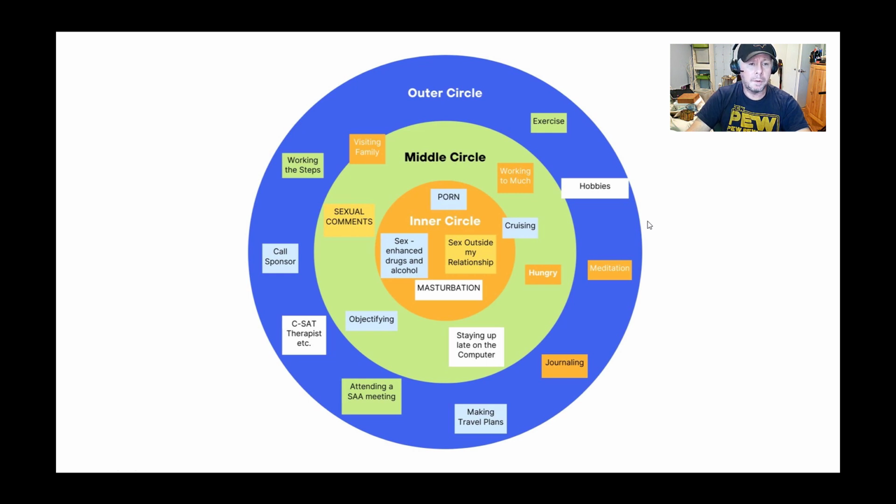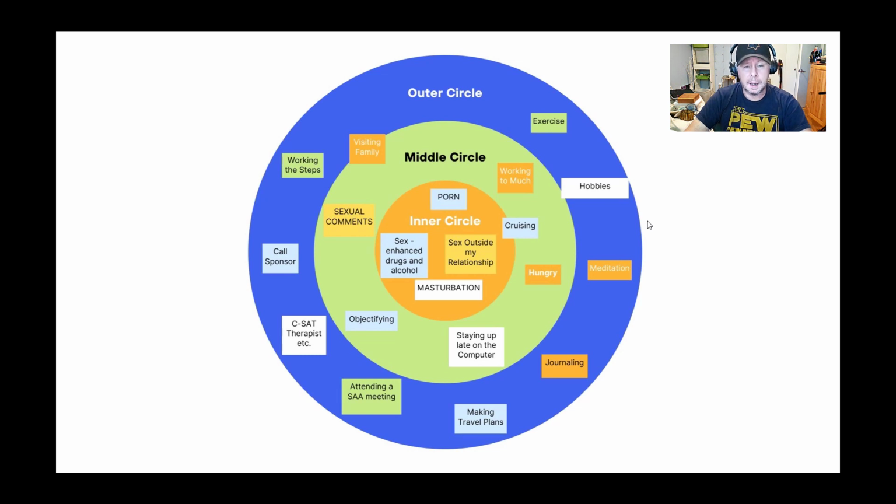What I'm showing you here is an example of what one specific addict might use. You can see that there's an outer circle, a middle circle, and an inner circle. The outer circle is usually reserved for all of those behaviors that are okay to do, that we don't have to really manage or stay on top of too much. The middle circle is where we have sometimes the problematic stuff, the things that might lead to triggering events that could get us into the inner circle.